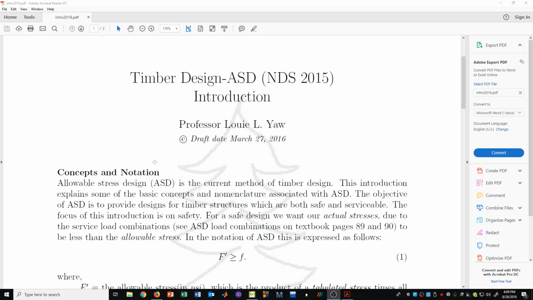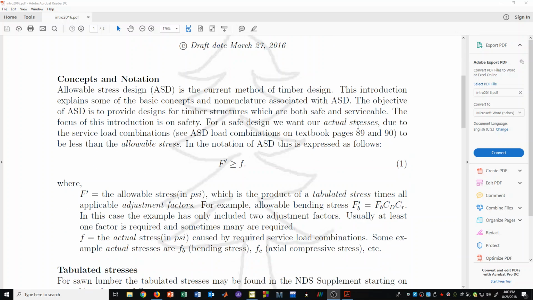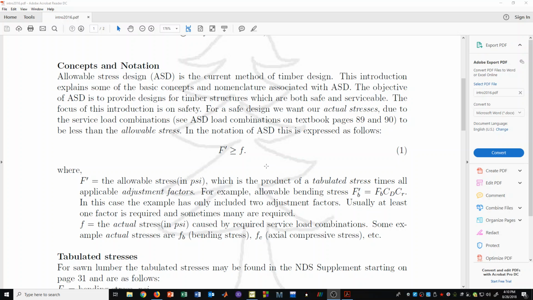The first thing that we need to cover is the idea that we will be doing this introduction on the basis of allowable stress design, or ASD. And the basic concept that we want to get by looking at allowable stress design is that we want our allowable stresses in the structure to be greater than the actual stresses.